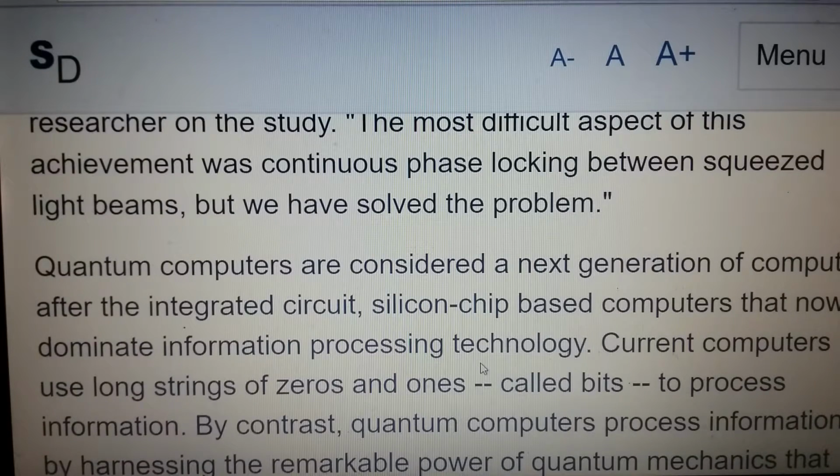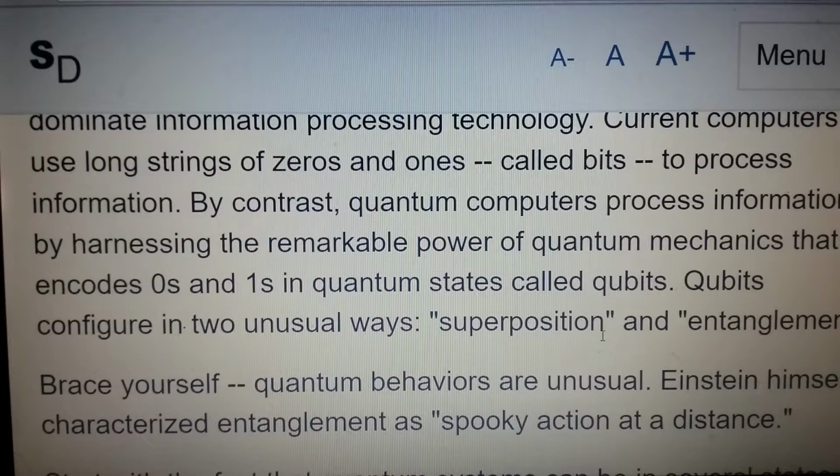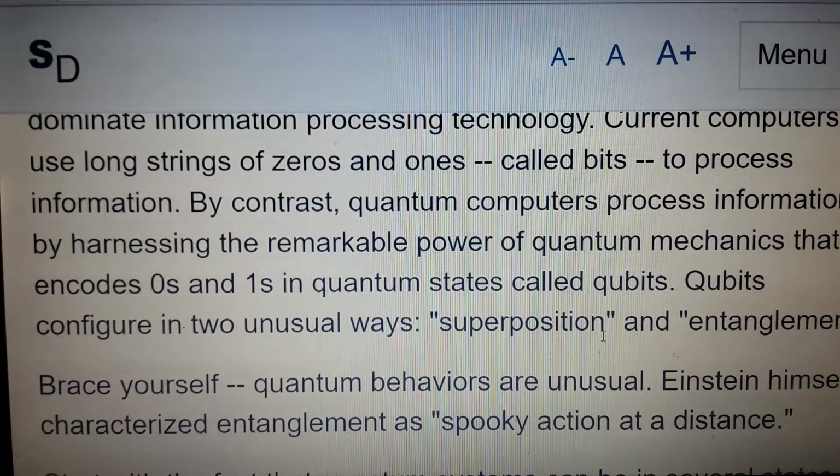Quantum computers are considered a next generation of computing after the integrated circuit, silicon chip-based computers that now dominate information processing technology. Current computers use long strings of zeros and ones called bits to process information. By contrast, quantum computers process information by harnessing the remarkable power of quantum mechanics that encodes zeros and ones in quantum states called qubits. Qubits configure in two unusual ways: superposition and entanglement.